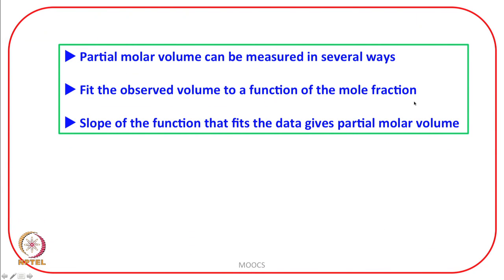There are several varieties available in the market, and today it is possible to experimentally determine the densities of an aqueous solution very accurately, at least up to the 5th decimal place. So, if we are able to measure the densities, we will be able to determine the volume, and then we find a mathematical expression for how the volume depends upon the composition, how the volume depends upon the mole fraction of one of the components in the mixture. So, that is what is mentioned over here. Fit the observed volume to a function of the mole fraction; the slope of the function that fits the data gives partial molar volume.